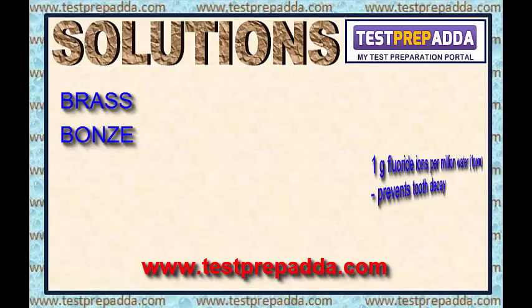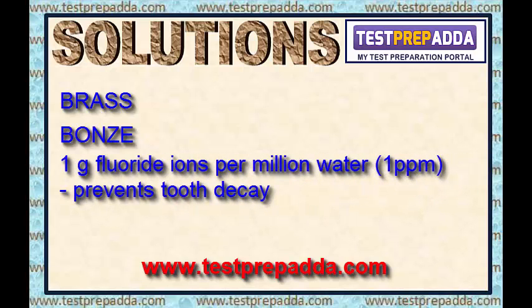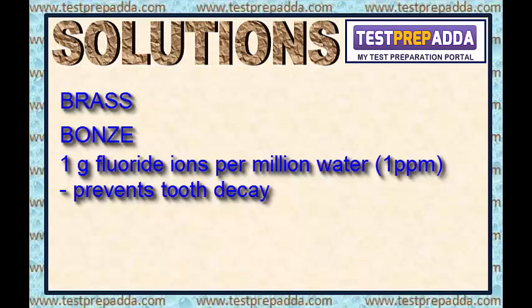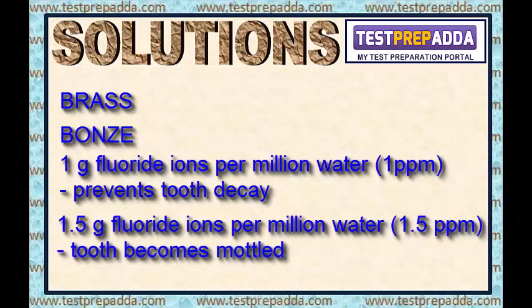1 gram of fluoride ions in 10 to the power 6 grams of water, that we call 1 ppm, is required to prevent the decay of the tooth. But if it increases to 1.5 gram per 10 to the power 6 gram of water, that is 1.5 ppm, it will cause tooth to become mottled. And if you increase the fluoride concentration further, it can be poisonous also.